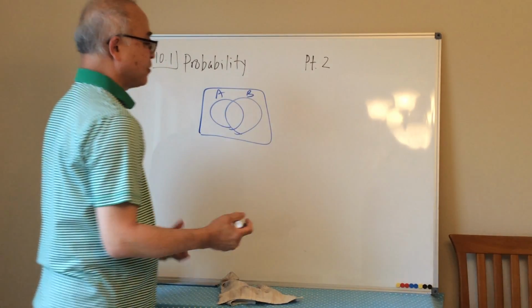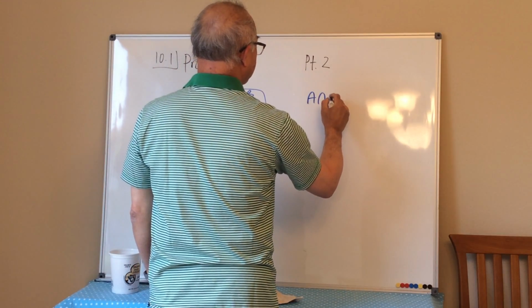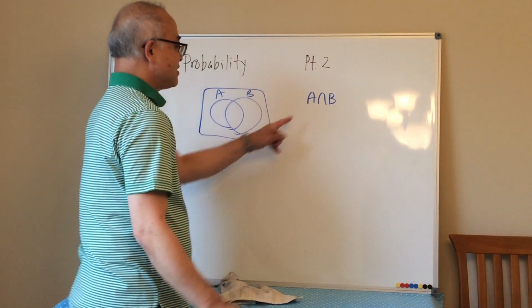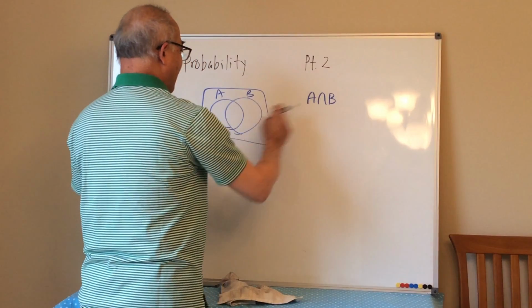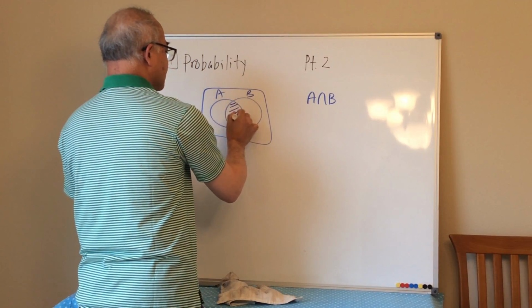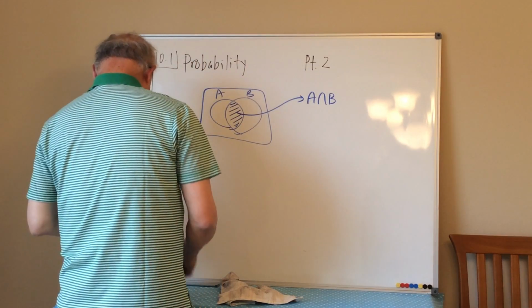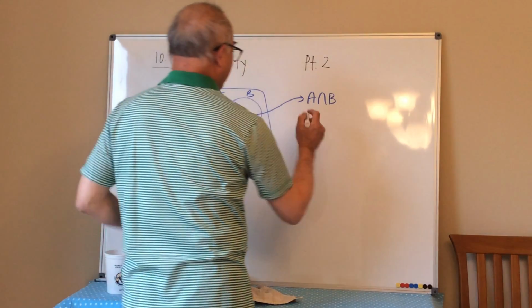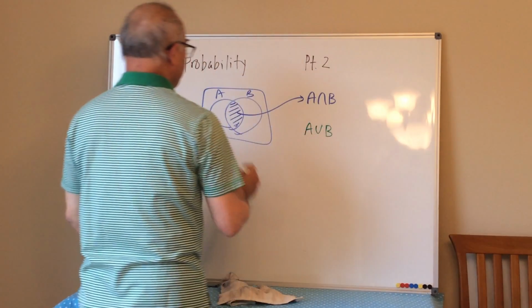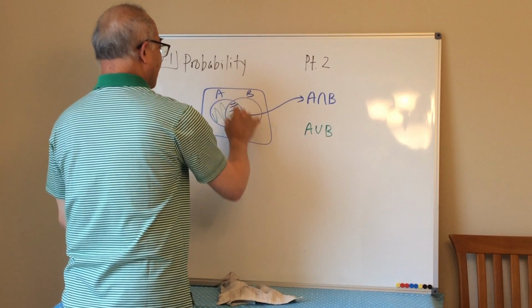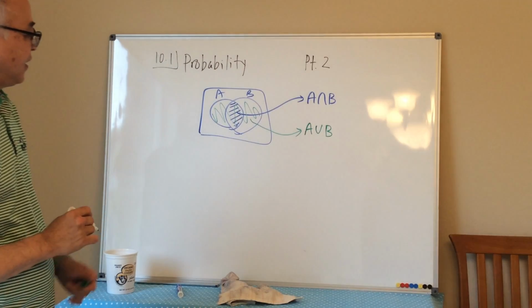Now we have to do some nomenclature here. A cup B, or A and B, and that would be right here. So this is A and B right here, okay? And then we have A or B, and that would be everything here. So that would be A or B, okay?